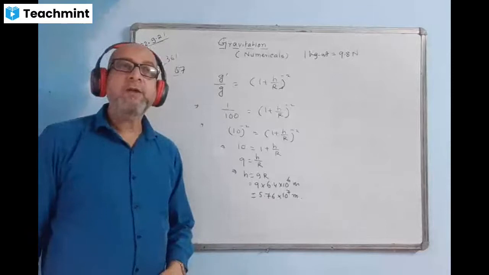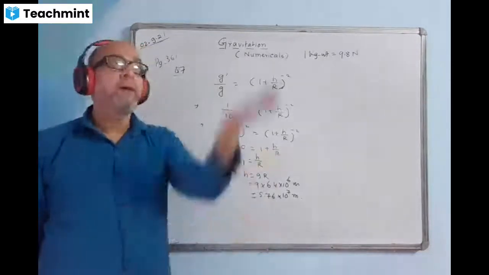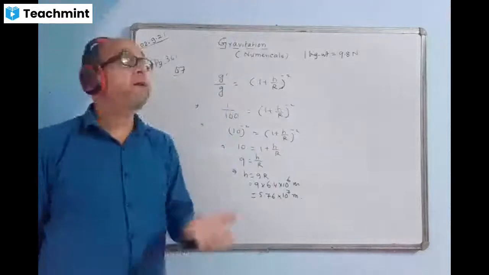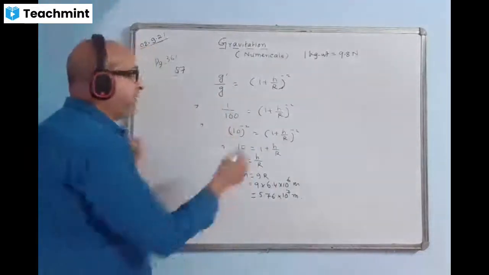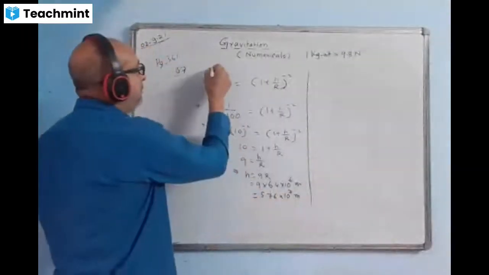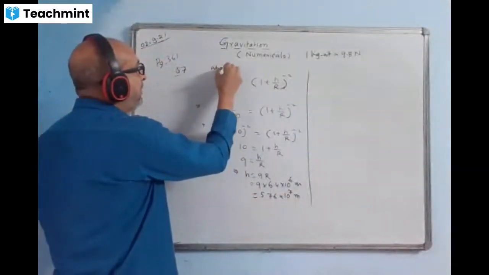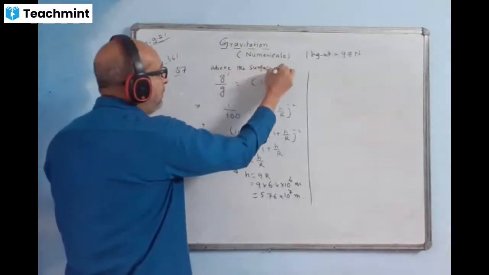But the question doesn't ask only how far from the surface of the Earth. It can be above the surface of the Earth, and it can even be below the surface of the Earth. Now we will find below also. Both answers you have to find. This one is above the surface of the Earth.